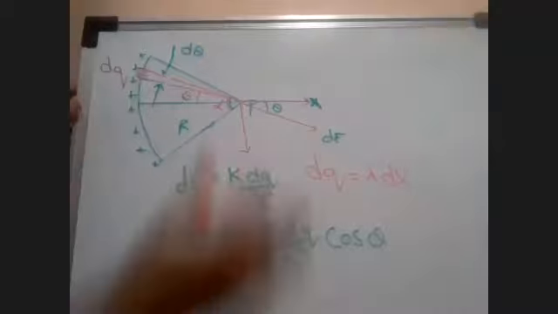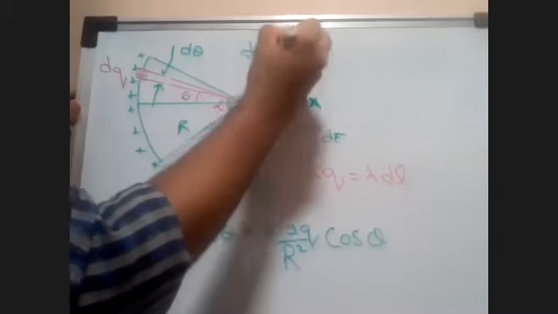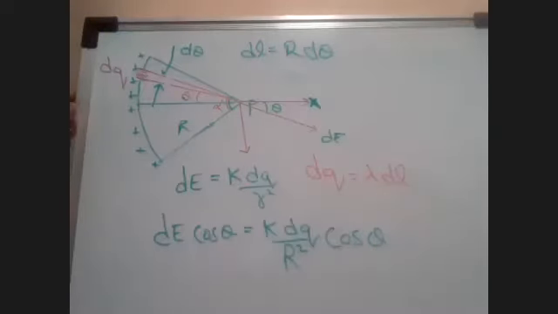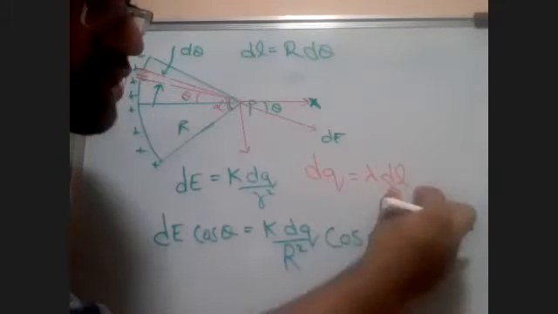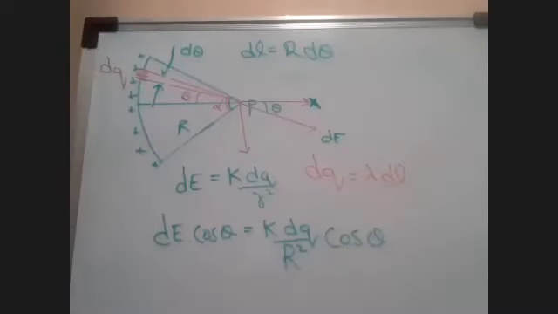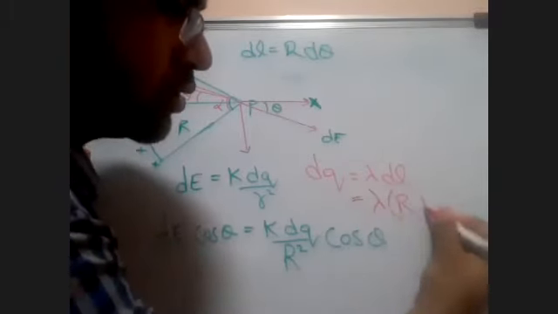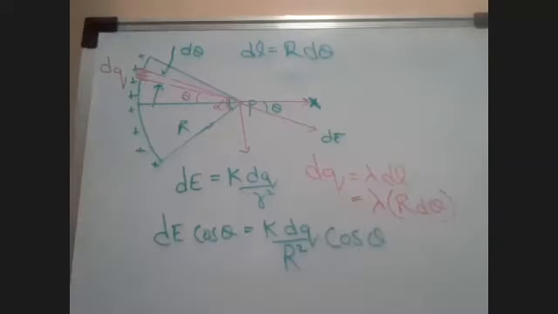So dl equals R d theta. I can write dq is equal to lambda into, in place of dl, R d theta. So dq is equal to lambda R d theta. If I replace dq with lambda R d theta, the entire expression will become in terms of one variable.